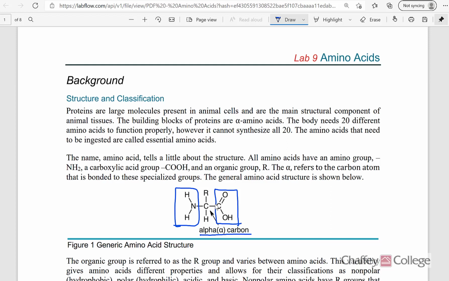The alpha carbon atom will be linked to a hydrogen atom and a group. In this general structure, this group is labeled as R. In all 20 essential amino acids, the R group is different. The rest of the amino acid structure remains the same. That is, this part is the same in all amino acids. The R group is different.